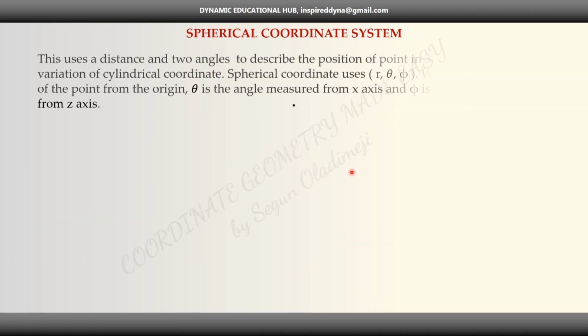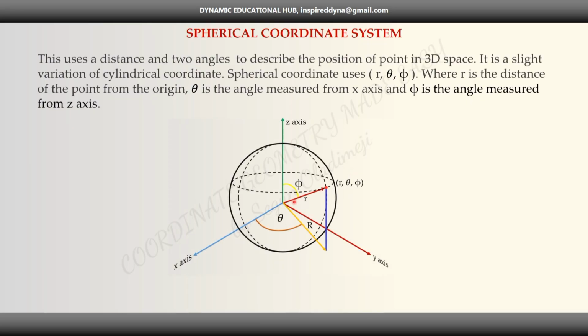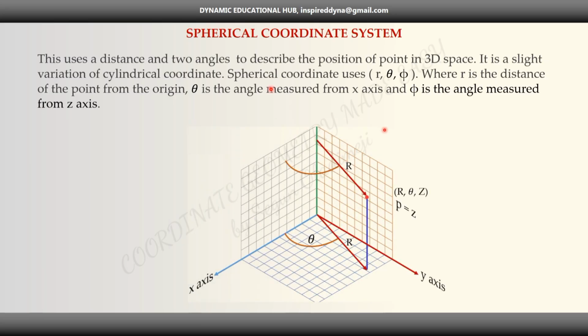A coordinate system that is similar to the cylindrical coordinate system is the spherical coordinate system. The spherical coordinate system uses a distance and two angles to describe the position of points in 3D space. Now it is a slight variation of cylindrical coordinates. Recall that in cylindrical coordinates, we have a linear measurement, which is the radius, and the radius is from the origin down to the point when you reflect the point from the height to the base. So I'm still going to explain that.